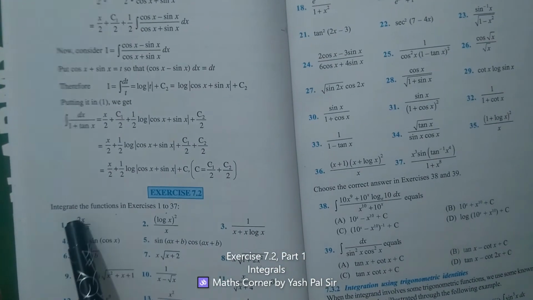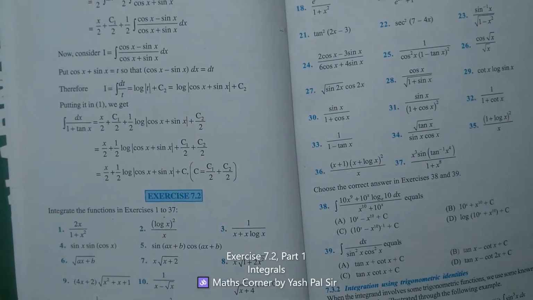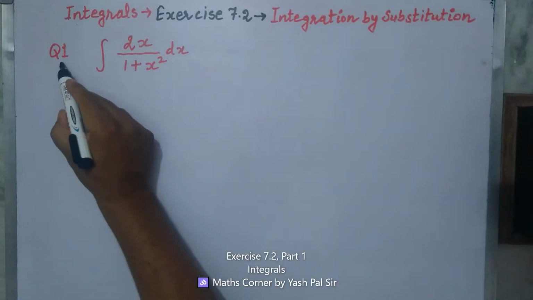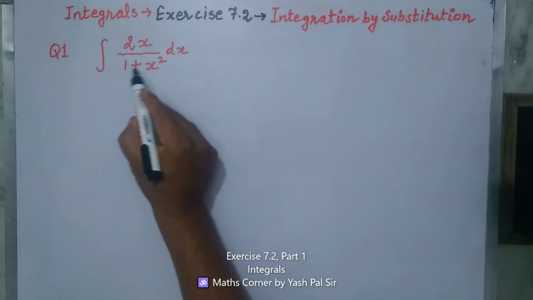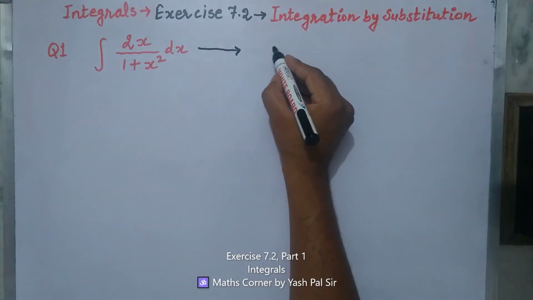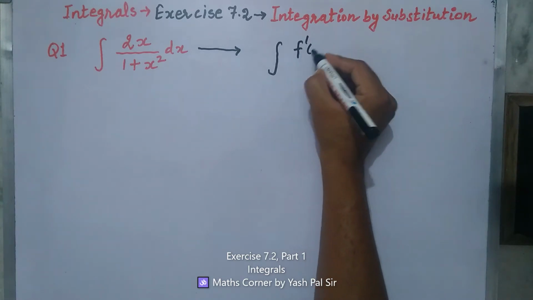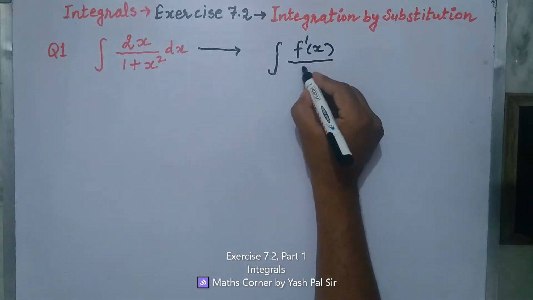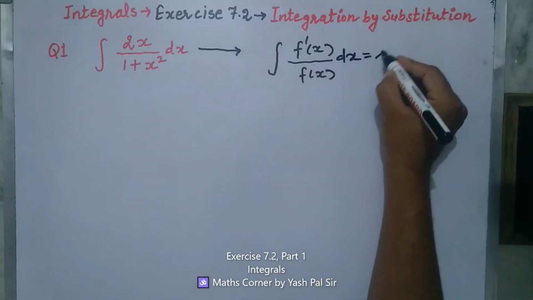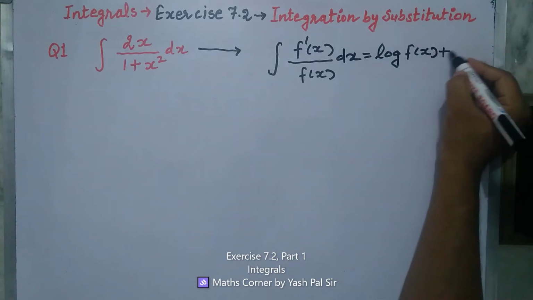What is this? Integrate the function 2x upon 1 plus x square. This is the first question. Dear students, this is question number 1. Integrate 2x upon 1 plus x square dx. So before proceeding, we should have the knowledge of what is the integration of f dash x upon f of x dx. This is equal to log of f of x plus c.